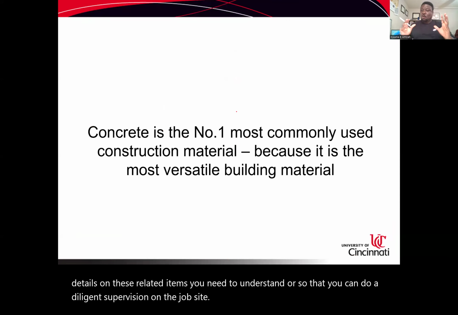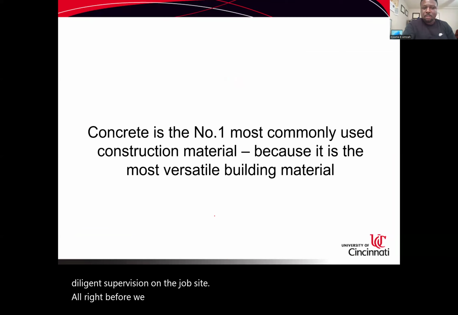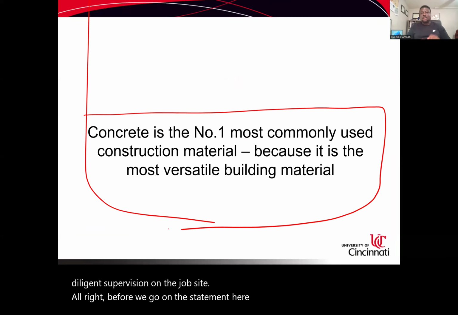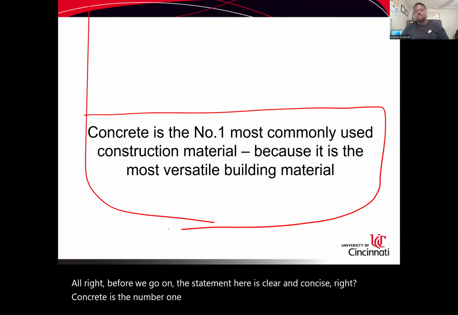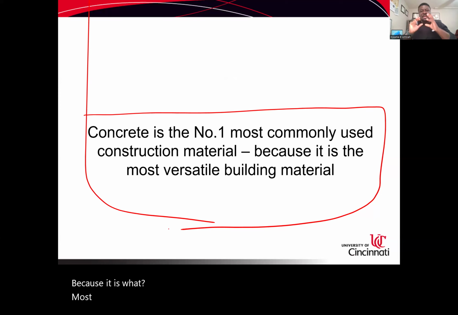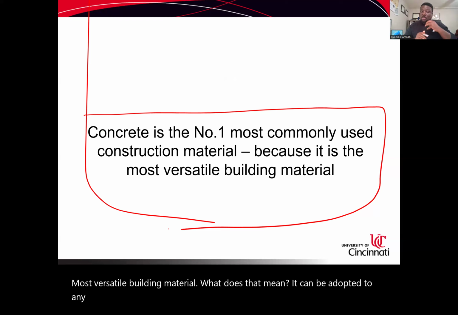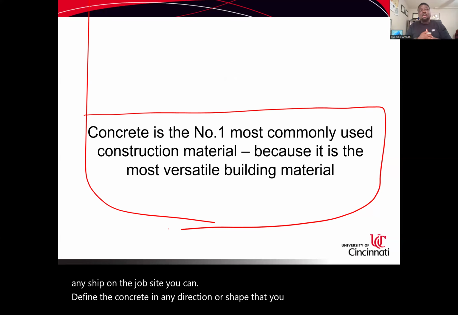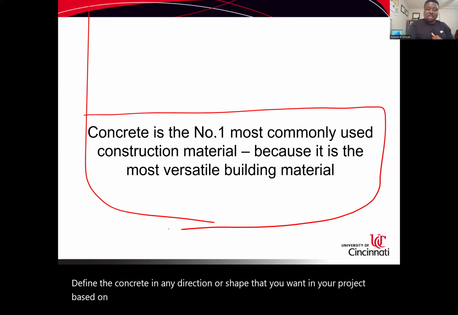All right, before we go on, the statement here is clear and concise, right? Concrete is the number one most commonly used material because it is what? The most versatile building material. What does that mean? It can be adapted to any shape on the job site. You can define the concrete in any direction or shape that you want in your project. Based on that, we can safely say it's the most versatile building material.